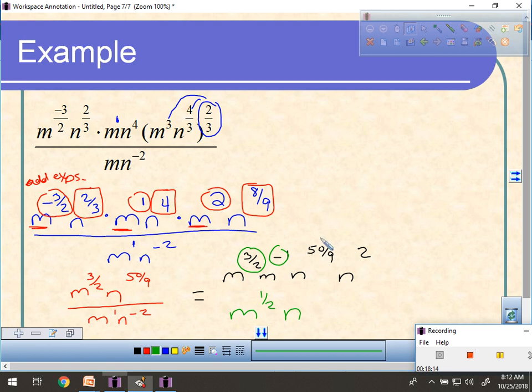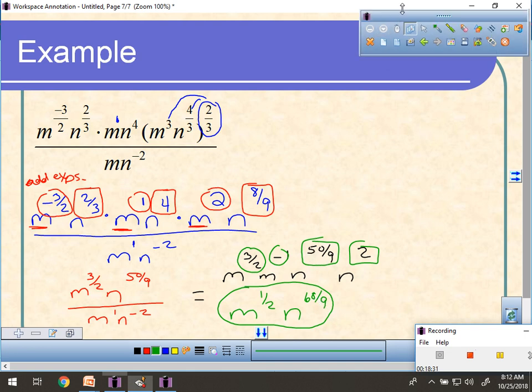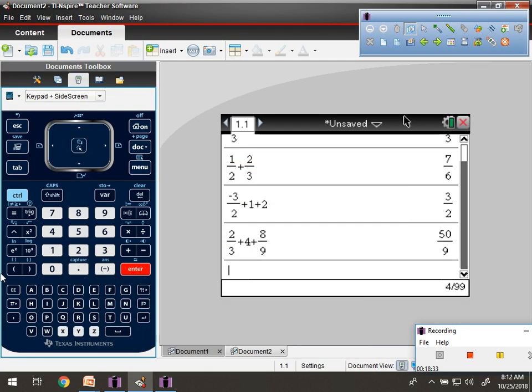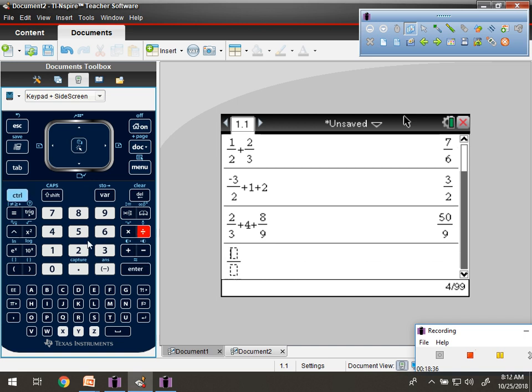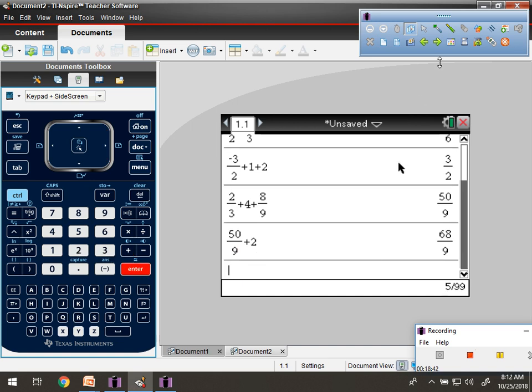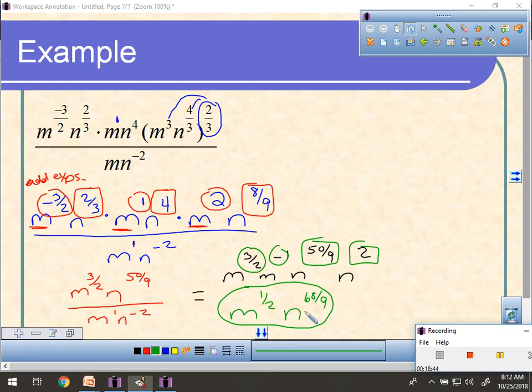And then n, do 50/9 plus 2. So if you do 50/9 plus 2, you should get 68/9. And so that would give me m to the 1/2, n to the 68/9. I'm going to double check that. 50/9 plus 2, I'm going to check that right quick. 50/9, so Control, divide, 50/9 plus 2, and that gives me 68/9. And so that will be my answer.